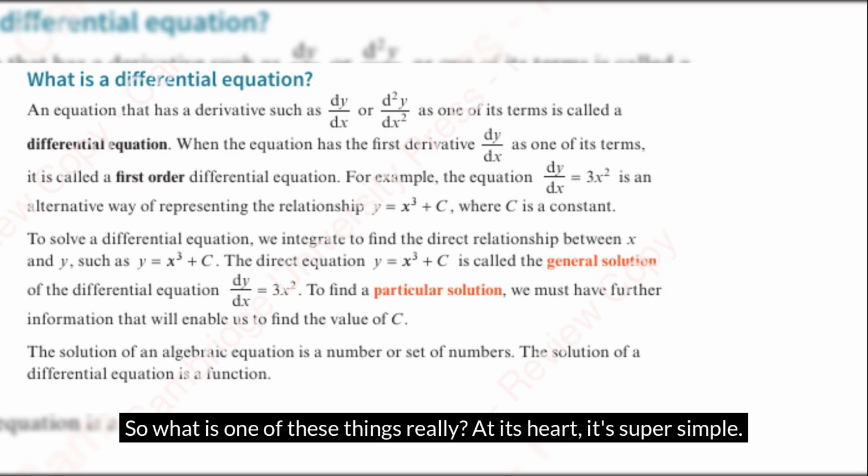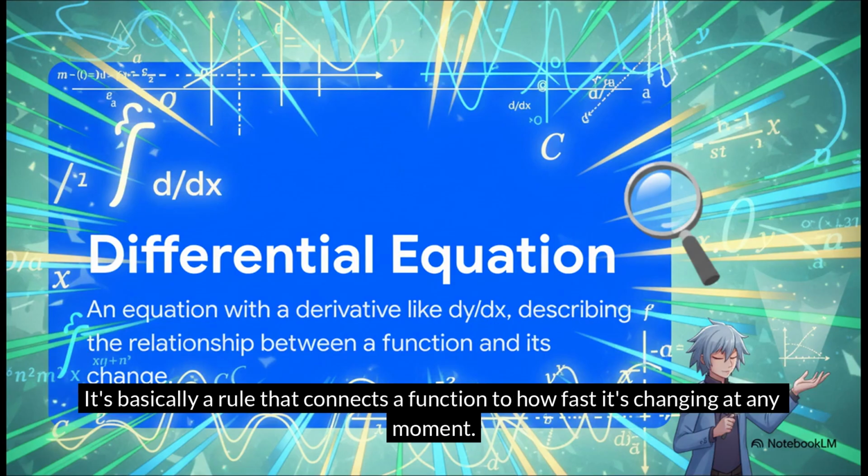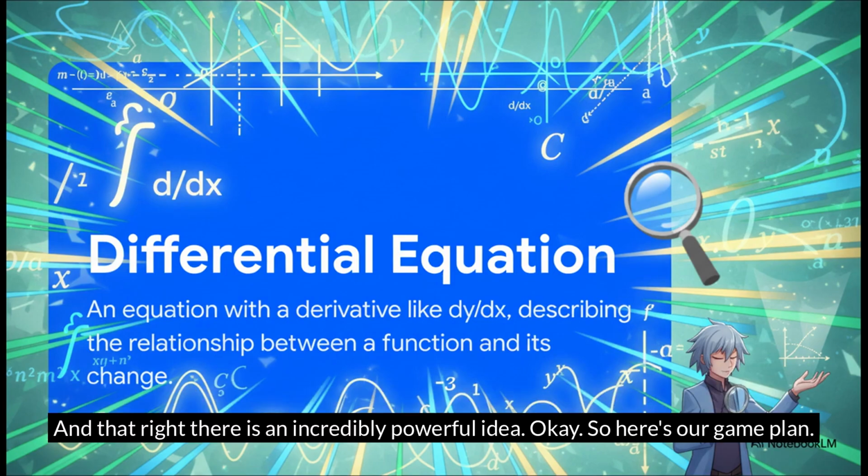So what is one of these things really? At its heart, it's super simple. It's just any equation that has a derivative in it. Something like dy over dx. It's basically a rule that connects a function to how fast it's changing at any moment. And that, right there, is an incredibly powerful idea.